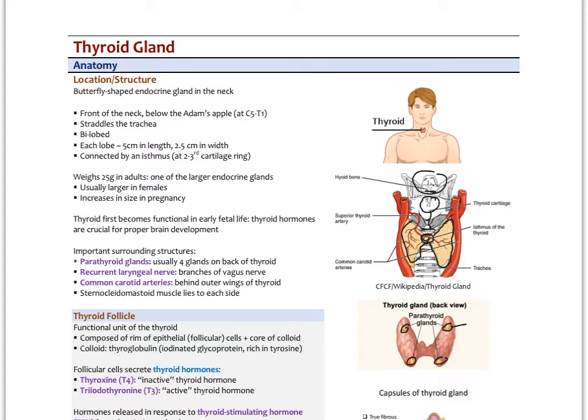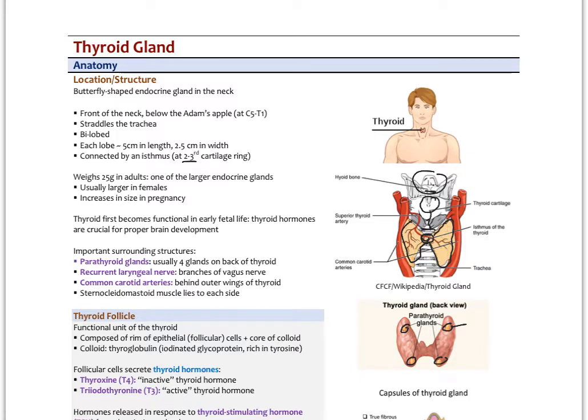So thyroid's bilobed. Each lobe is about 5 centimeters in length. It's about 2.5 centimeters in width, and it's connected by an isthmus that falls between the second and third cartilage rings on the trachea. It's one of the larger endocrine glands in adults. It weighs about 25 grams, usually larger in females, especially during pregnancy, because of the increased need for thyroid hormone for the fetus. In the first trimester in particular, the fetus still has not adequately developed its thyroid, so it requires maternal thyroid hormones for proper development. As we'll see, thyroid is extremely important for central nervous system development in the brain, for example.